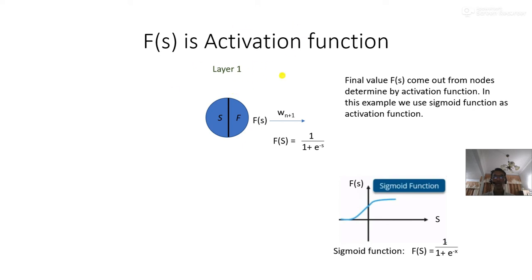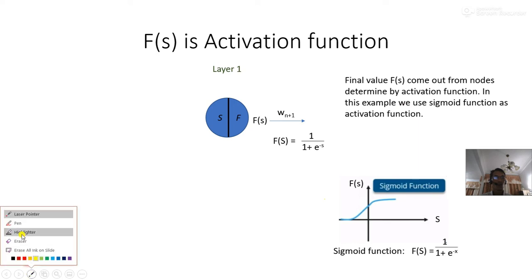So this is the activation function. Basically what you see here is sigmoid. The S coming out from the node is determined by the final value f(s), and what comes out from the nodes is determined by the activation function. In the example we use sigmoid. So what you see so far is the sigmoid function. Okay, what does it mean, sigmoid function?